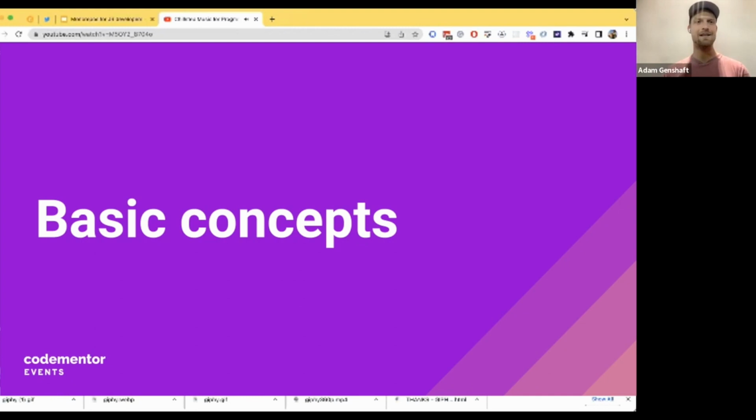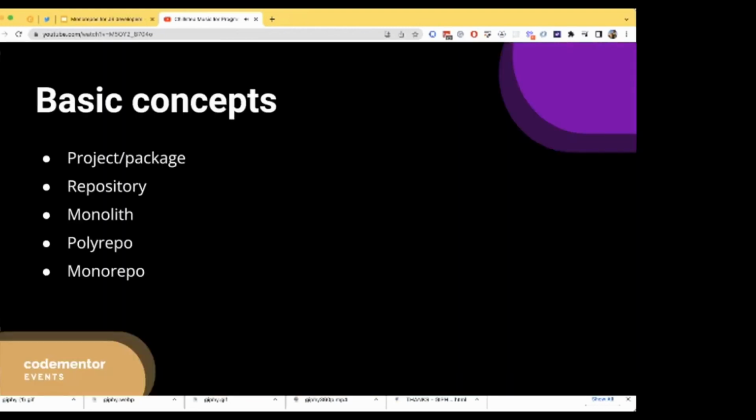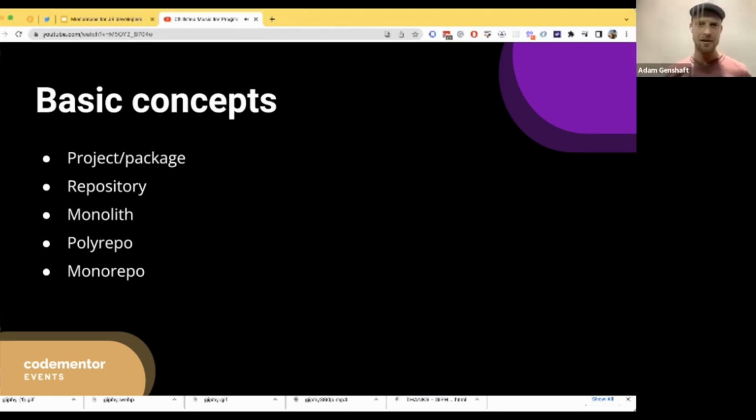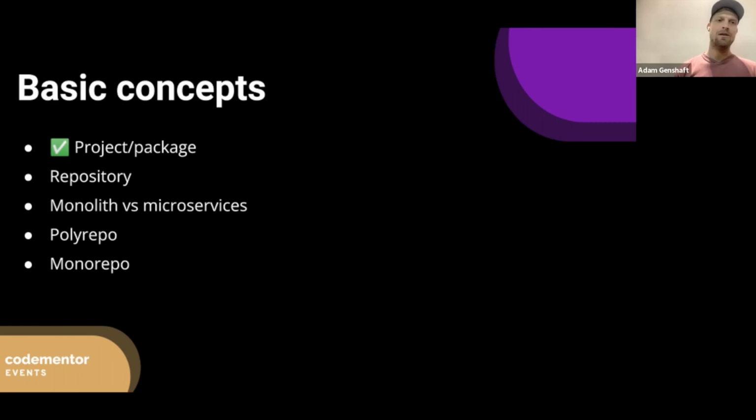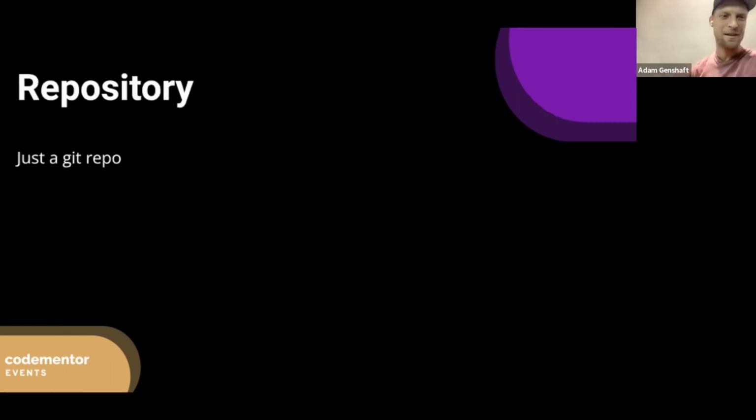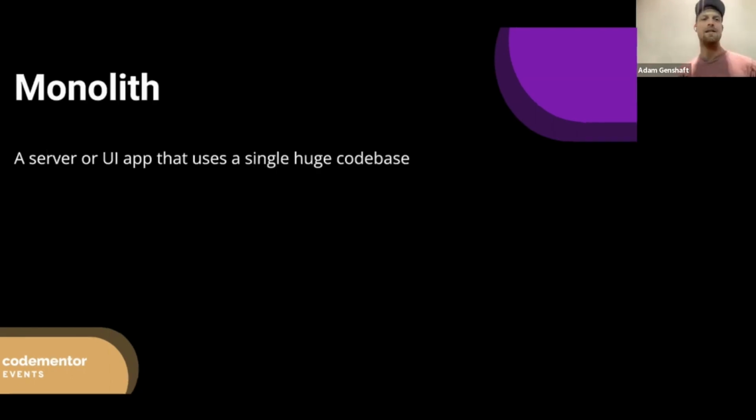So, basic concepts. We have a few words that we should be familiar with in order to have this conversation about what a monorepo is and how to manage it effectively. The terms are project or package, repository, monolith, polyrepo, and monorepo. A repository is just a Git repository. A monolith is usually a server, or a UI, but usually a server that has a huge code base.